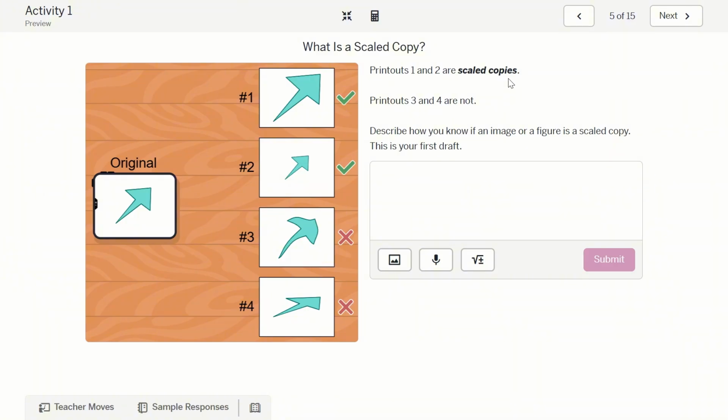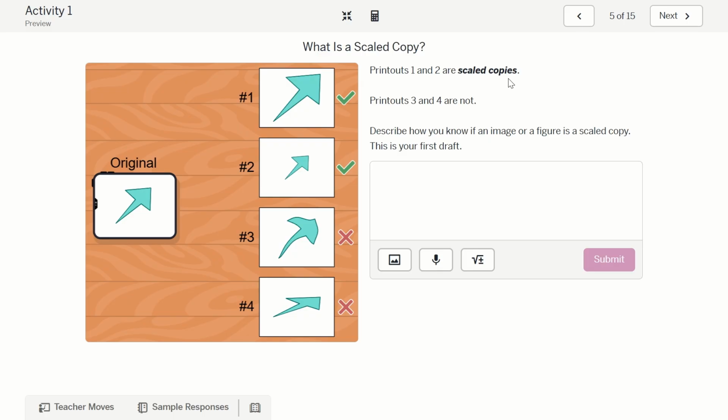1 and 2, like they look the same, but one of them is bigger, one of them is smaller. Okay, what else? What else do we notice? 1 and 2 copy the original shape, only changing the size, while 3 and 4 distort the shape and the size.